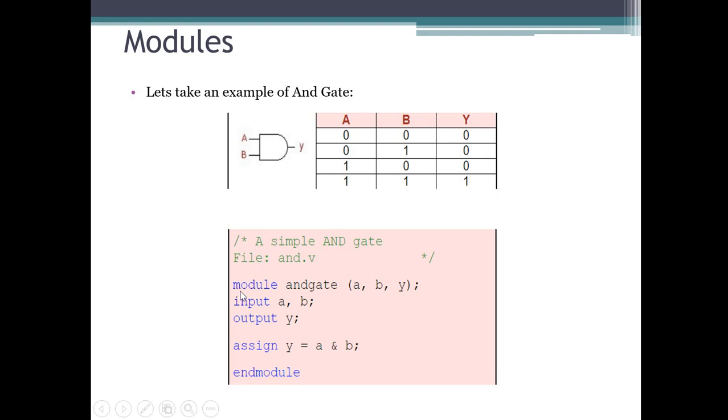So for writing any module, I told you that we are going to start with the module keyword. So this is the module keyword, and then we will give the name of that module. What is the name? AND gate. We are giving just AND gate here, because we are going to write the code for an AND gate. And later, in the parentheses, we are going to list the terminals. So what are the terminals here? You can see here we are having two input terminals, and one output. So we can place here A, B, Y.